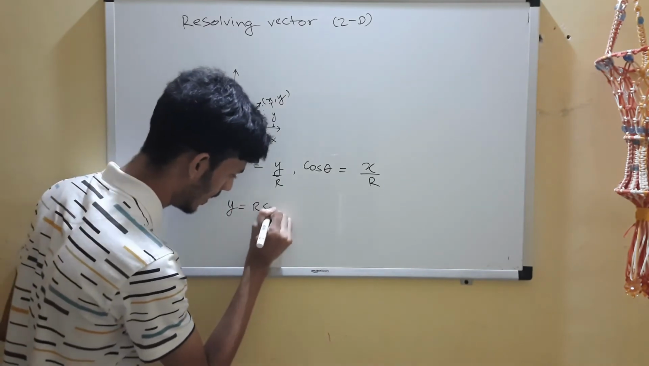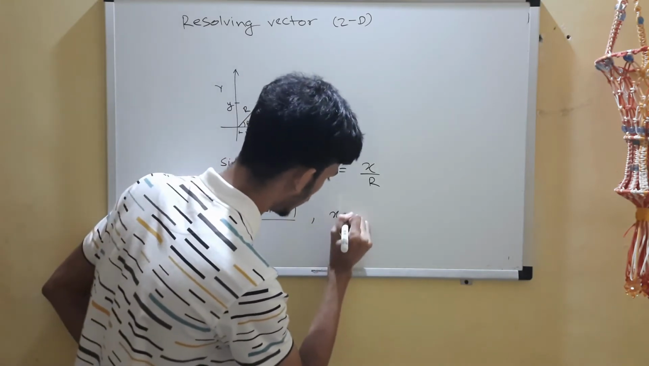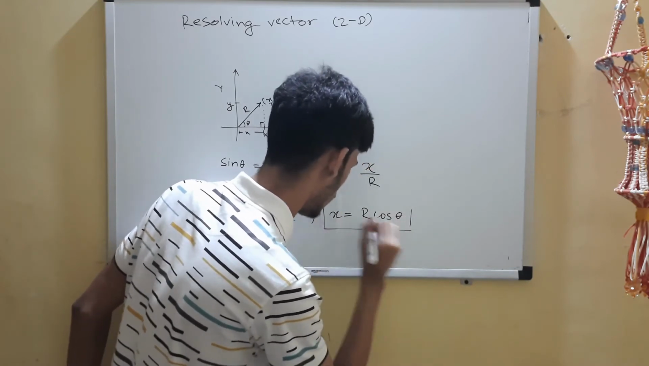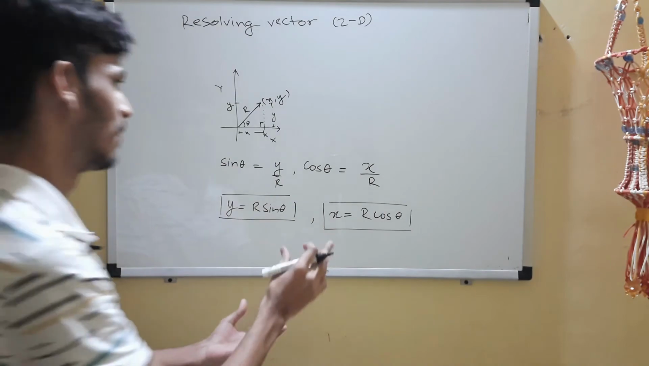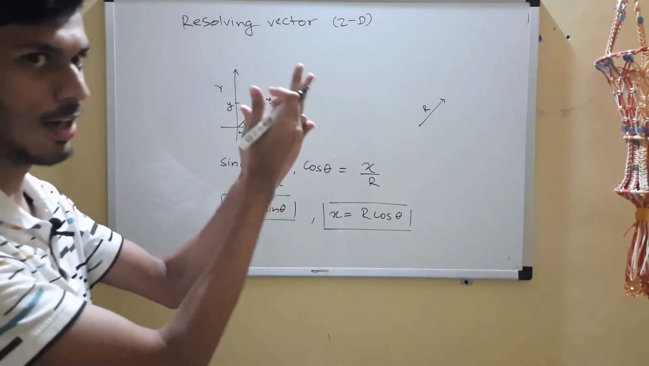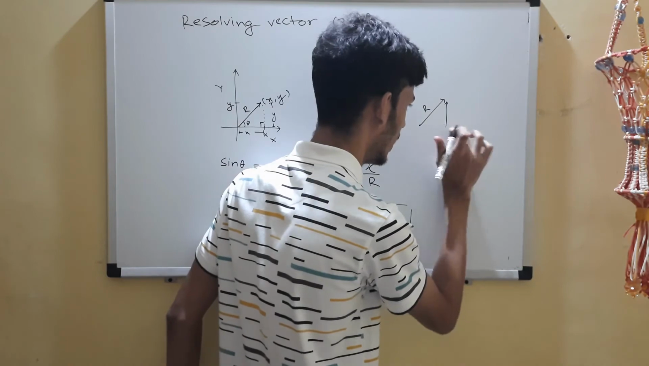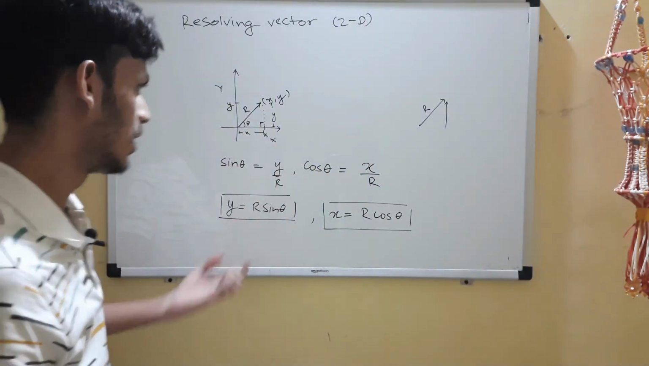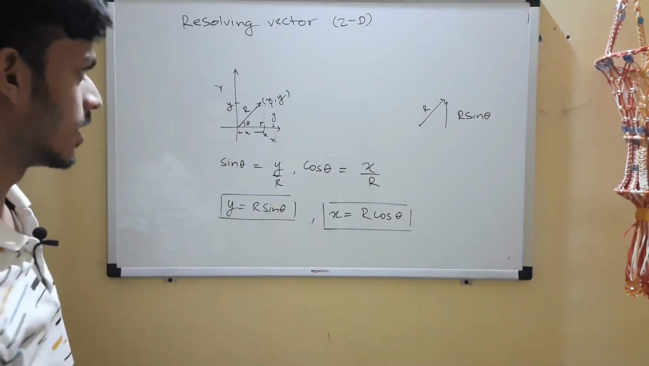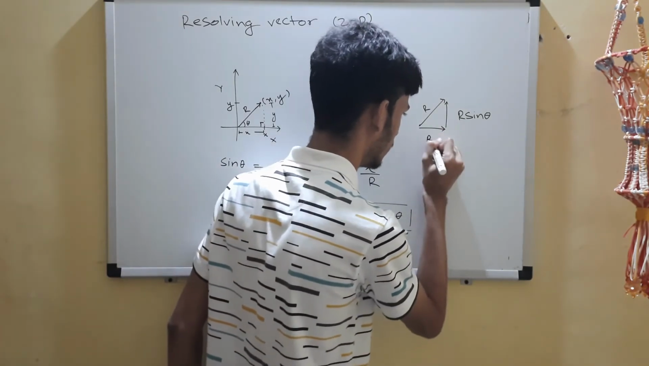So y is r sine theta and x is r cos theta, right? It might not be that visible, but you can resolve this vector into two vectors, one which is vertical and has a magnitude r sine theta, and the other one which is horizontal, x, having magnitude r cos theta, right?